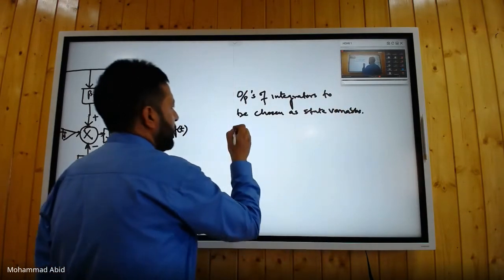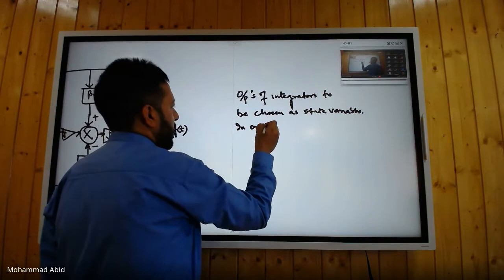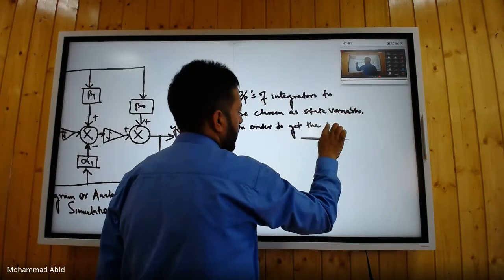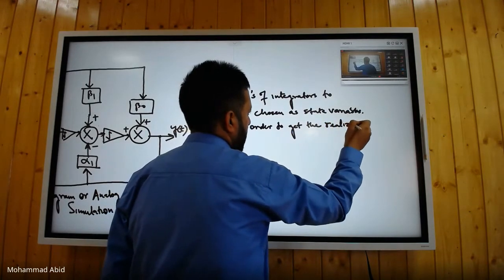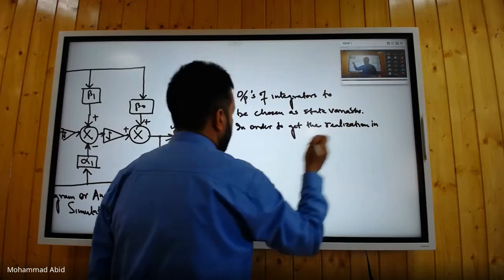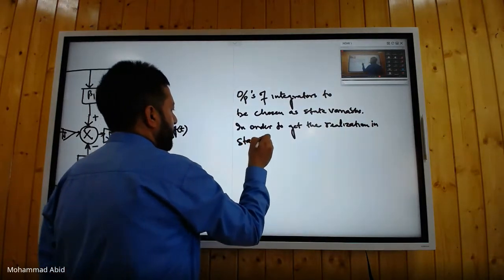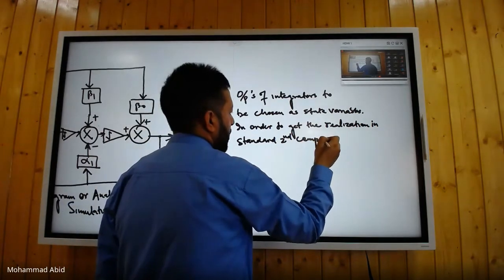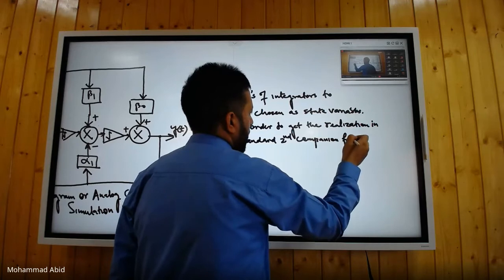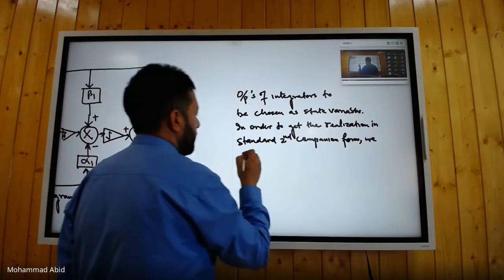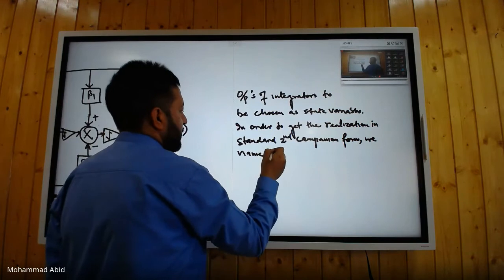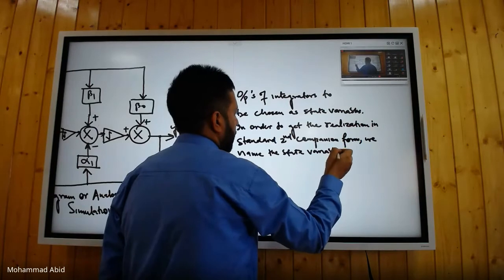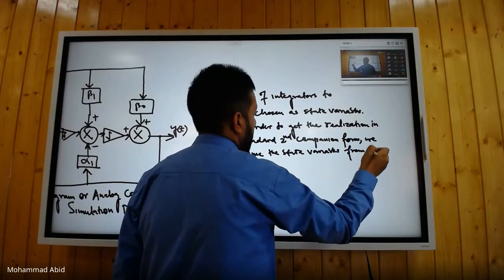And in order to get the realization in standard second companion form, we name the state variables from left to right.